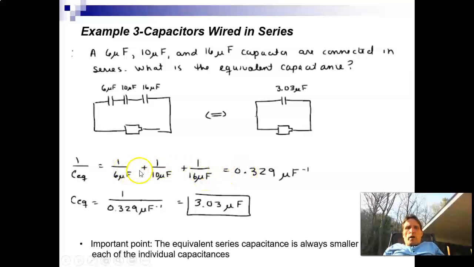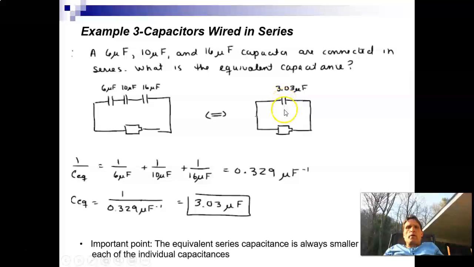When you do 1 over, you get 0.329 inverse microfarads. Then we hit the inverse button. 1 over 0.329 gives you 3.03 microfarads. And so in other words, these 3 capacitors in series behave like a single capacitor with a magnitude of 3.03 microfarads.